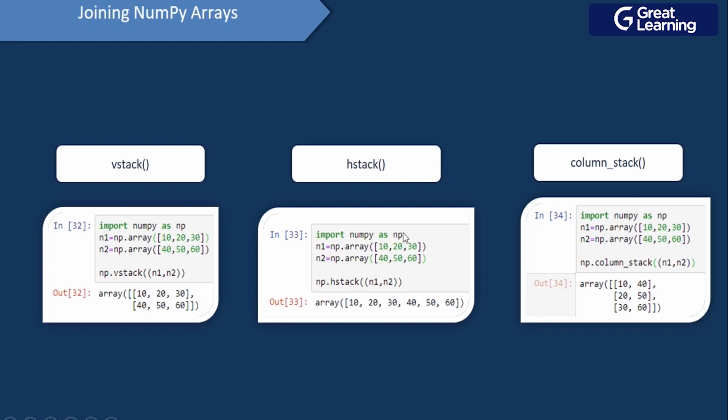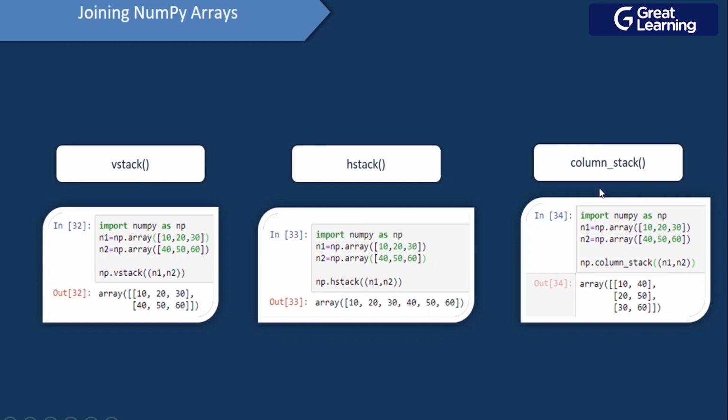Then we can also go ahead and horizontally stack two NumPy arrays. So n1 and n2, we've got the same NumPy arrays over here, and instead of using vstack, I'm using the hstack method. I'm passing in n1 and n2, and as you guys see, 40, 50 and 60, so n2 has been stacked horizontally to n1.